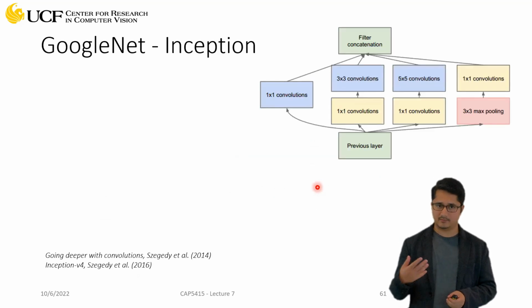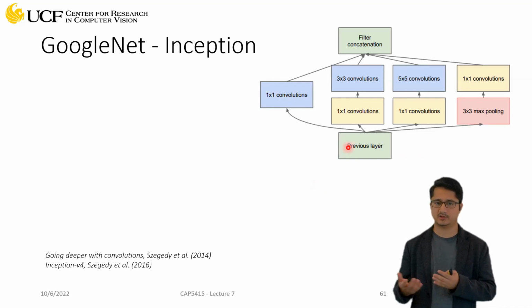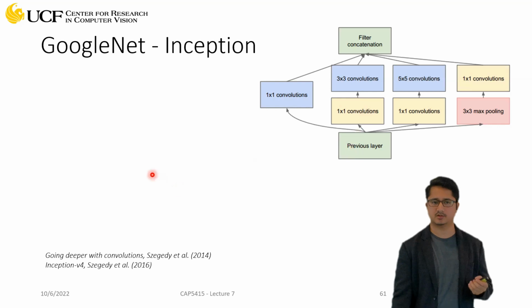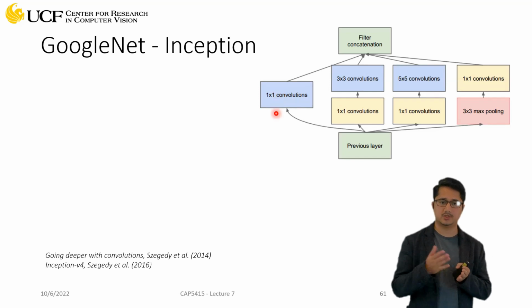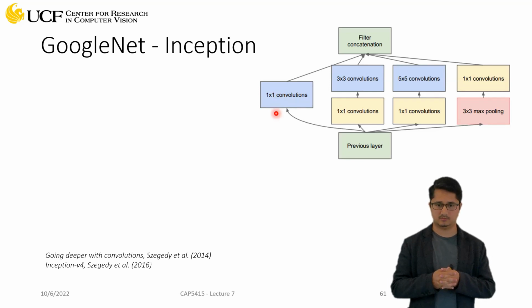Now we have another category which is called Inception. So these are called Inception nets, you can say, or maybe GoogleNet, because they were developed by Google. Now, the motivation for ResNet was to be able to train deeper networks. Okay, Inception is slightly different.